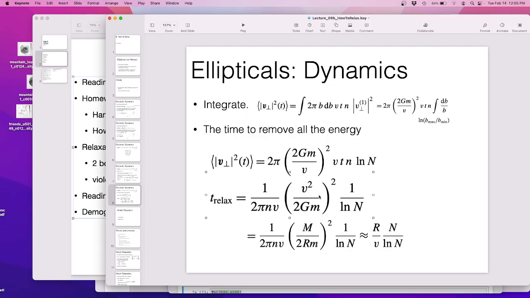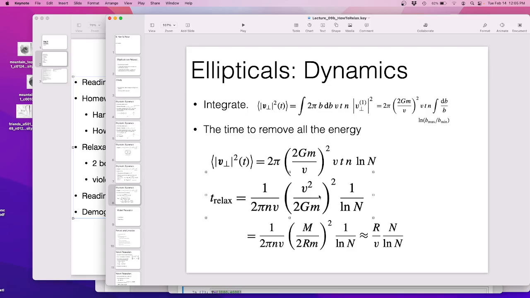Is this useful? This isn't useful yet because I got velocities in there, and I don't want to have to know about the velocity of a thing. I just want to count the number of stars and ask if it's relaxed or not. So how do we get rid of velocity? Well, we use the virial theorem, because that works pretty good.